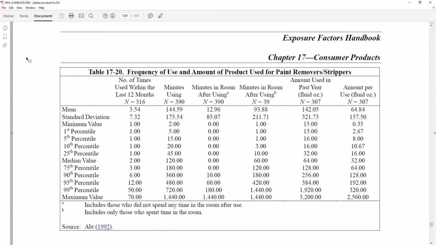And then again, how much is it being used? How many minutes do people use it? How long do they stay in the room? So it gives you an idea of what's the likely exposure. So very useful information for doing a preliminary estimate. And if this is all that gets you to the answers, that's great. If you find that you have more recent information or more applicable information for your product, that would also be useful. The other one we'll take a look at is for the shampoos.